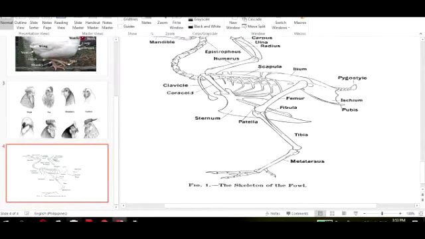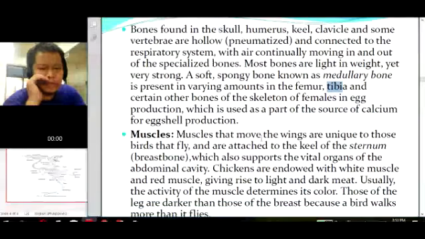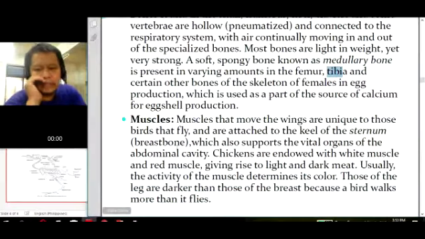So let's go back to our slide. So the last one, we have the muscle. So muscles that move the wings are unique to those birds that fly and are attached to the keel of the sternum, or the breastbone, which is another term for the sternum, which also supports the vital organs of the abdominal cavity. Chickens are endowed with white muscles and red muscles, giving rise to light and dark meat.